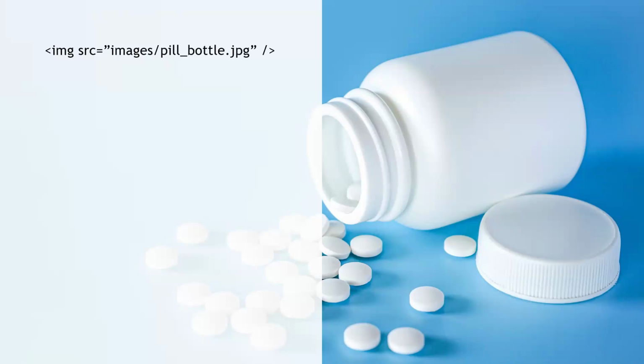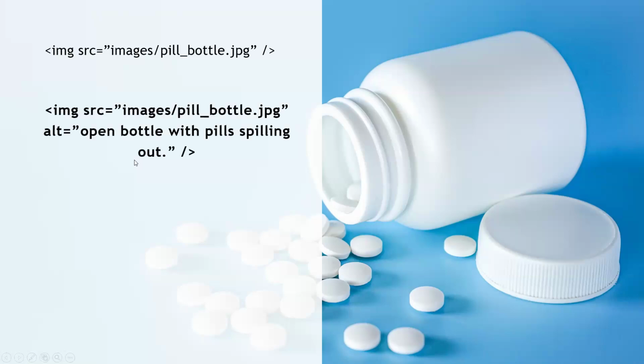It's a bottle of pills that's spilling out. So there's an action happening here that's not accessible, or context that's not accessible. So what do we do? We add the alternative text. So here you can see almost the same thing, the image source, where it lives, but now we've added an attribute inside the image tag called alt, which is simply short for alternative text. And that is "open bottle with pills spilling out." So we have now described what is happening in this photo.